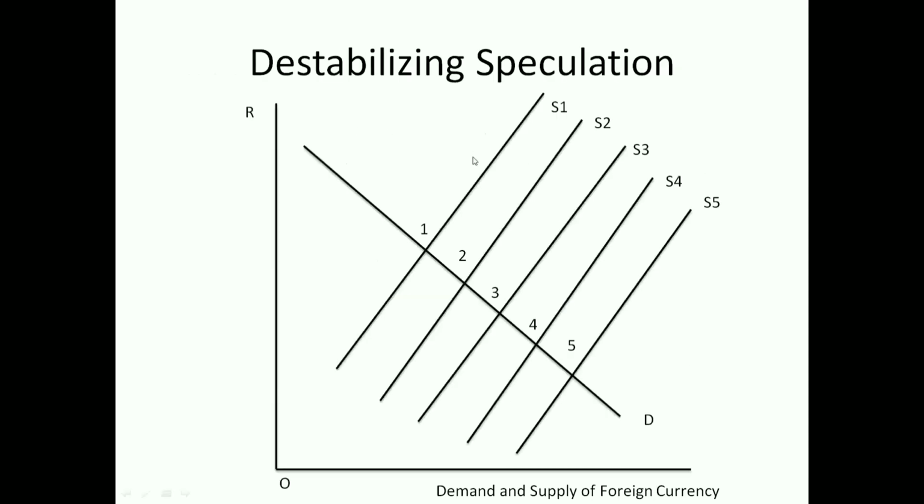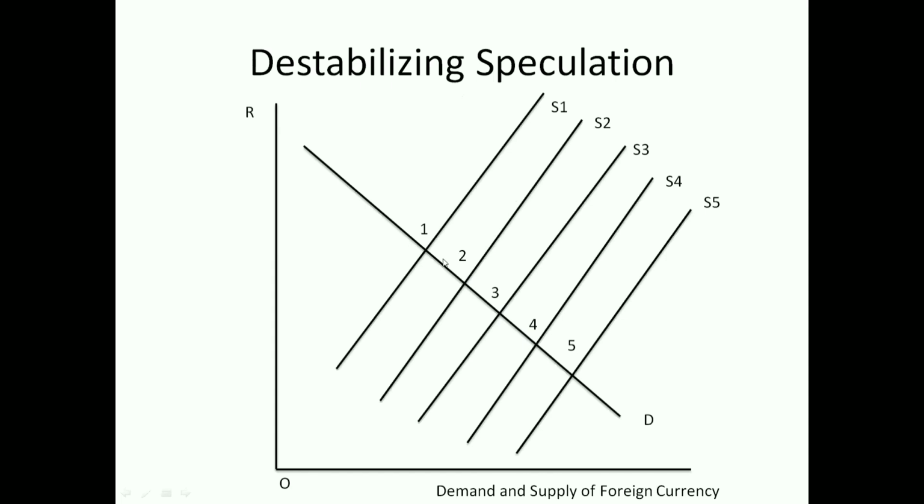Now what happens here in case of destabilizing? In the falling exchange rate situation, you are going from 1 to 2, 2 to 3, 3 to 4, 4 to 5. But nowhere is the demand curve shifting. It means no speculator is demanding to purchase this euro from this economy. There is no demand for euro. If nobody is demanding this euro and everybody is only selling, then why is it coming from 1 to 2, 2 to 3, 3 to 4, 4 to 5?